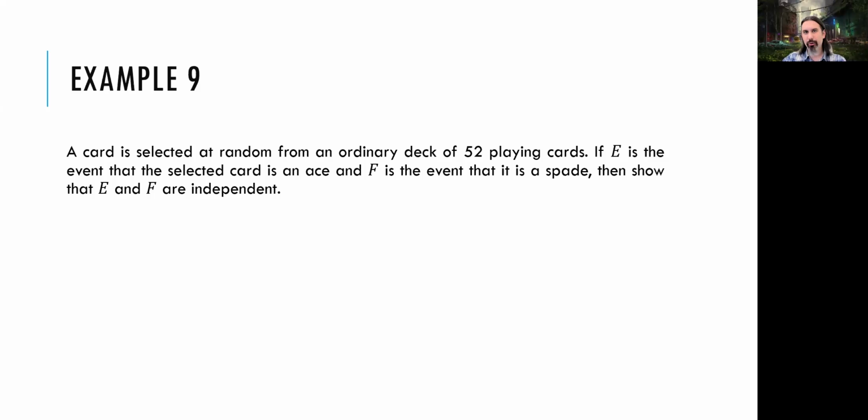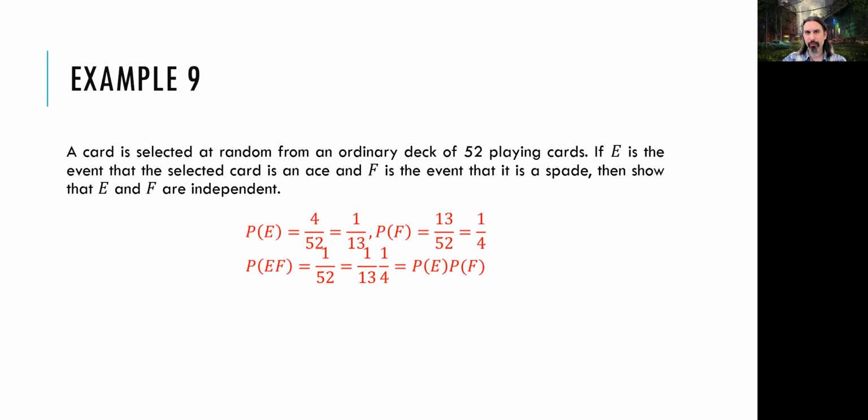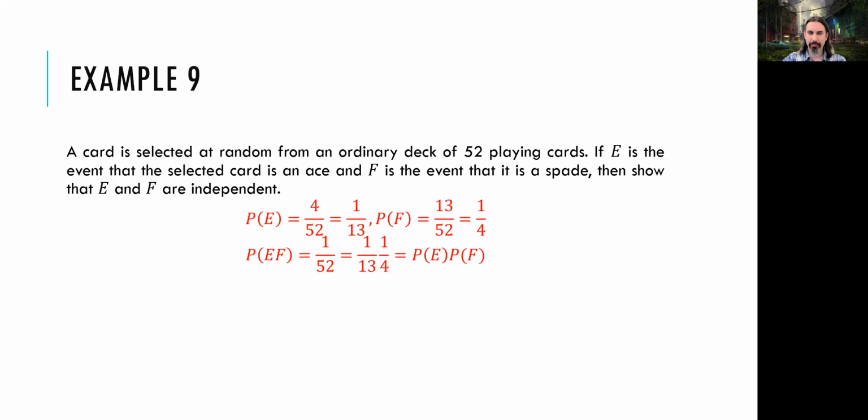And then we need to show the independence, which means that we need to show that the probability of the intersection of these two events is equal to the multiplication of their respective probabilities. We all know that their probabilities are 1/4 and 1/13. And for EF, for the intersection, we want the card to be the ace of spades. There's only one ace of spades in 52 cards, so it's 1/52. When we multiply 1/4 with 1/13, we again get 1/52, which shows that E and F are independent because these two values are equal.